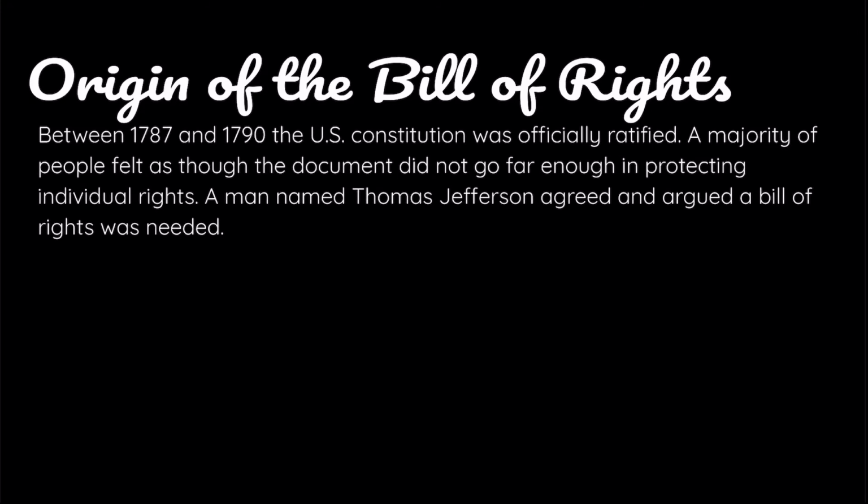Here's the origin of the Bill of Rights. Between 1787 and 1790, the U.S. Constitution was officially ratified. A majority of people felt as though the document did not go far enough in protecting individual rights. A man named Thomas Jefferson agreed and argued a Bill of Rights was needed.